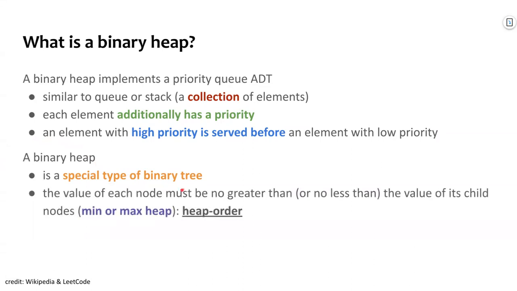So what is a binary heap? In the case of binary heap, which is a special type of binary tree, the value of each node must be no greater than the value of its child. So if a node's value is no greater than its child, then we call it min heap. Whereas when the node's value is no less than the value of its child, we call it max heap.